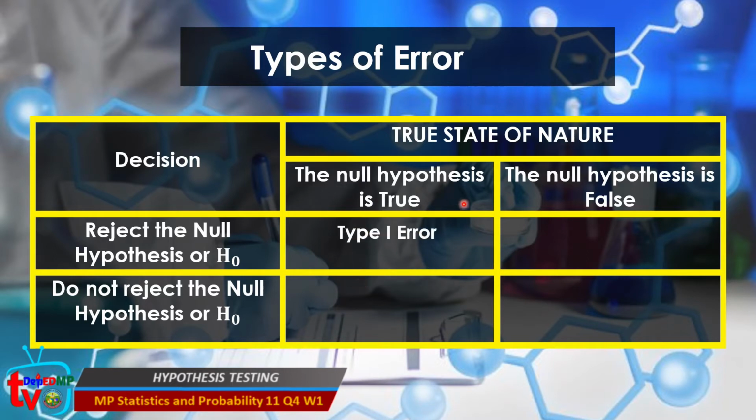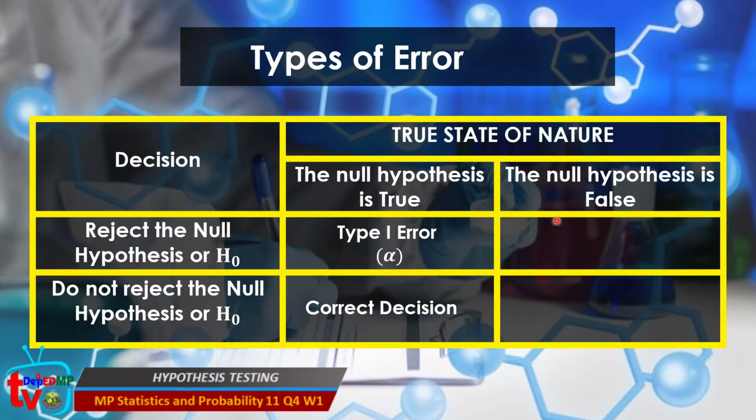wherein if the null hypothesis is true and you rejected that null hypothesis, then you committed a type 1 error. So type 1 error is committed when the researcher rejects a null hypothesis when in fact it is true. The probability of committing type 1 error is called the level of significance. Alpha is used to represent the probability of a type 1 error. But if the null hypothesis is true and you did not reject that null hypothesis, then your decision is correct.